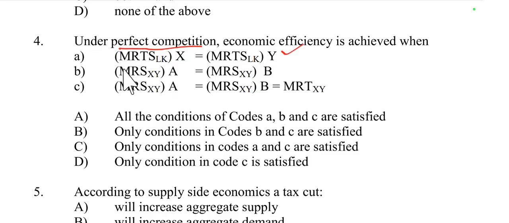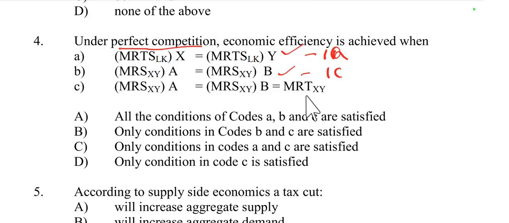When the marginal rate of technical substitution between L and K of good X is equal to MRTS LK of Y, this is right. Then MRS XY of A, the marginal rate of substitution for goods X and Y of A, is equal to MRS XY of B. This is also right. In perfect competition, MRTS LK is on the isoquant, and MRS XY is on the indifference curve. Then MRS XY of A is equal to MRS XY of B is equal to MRT.